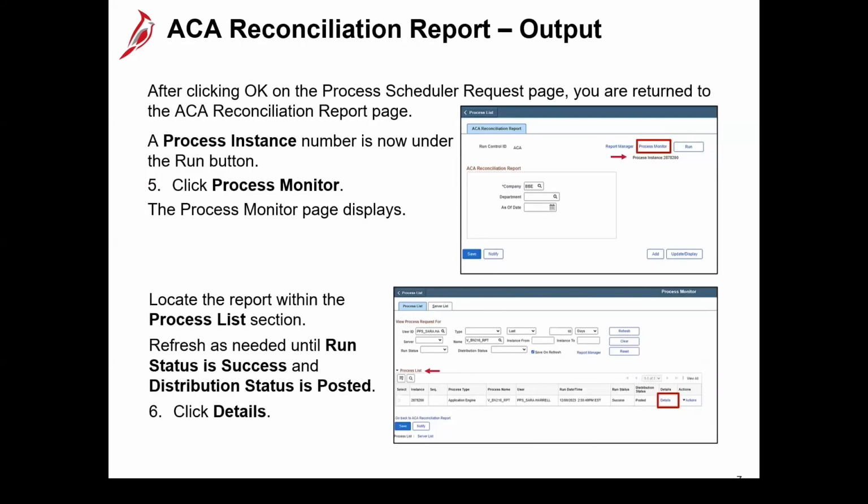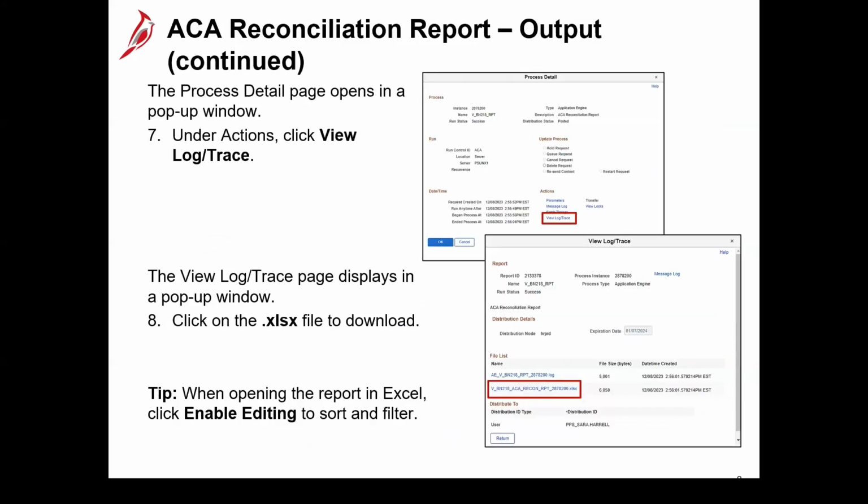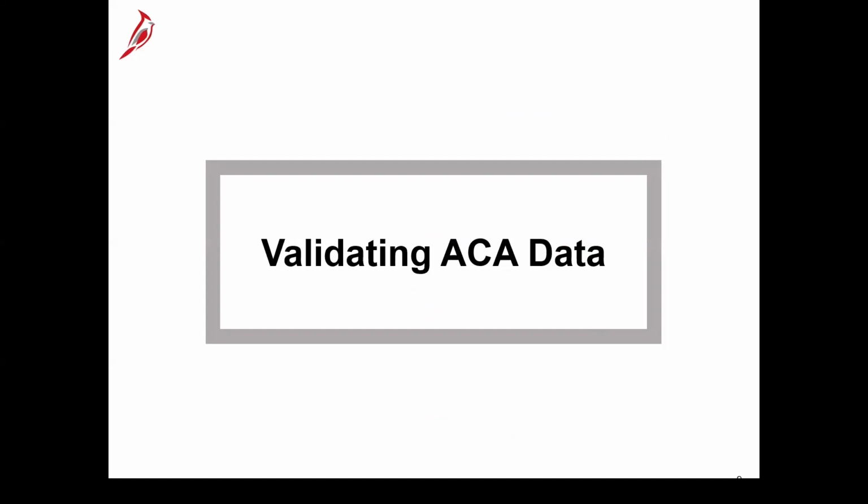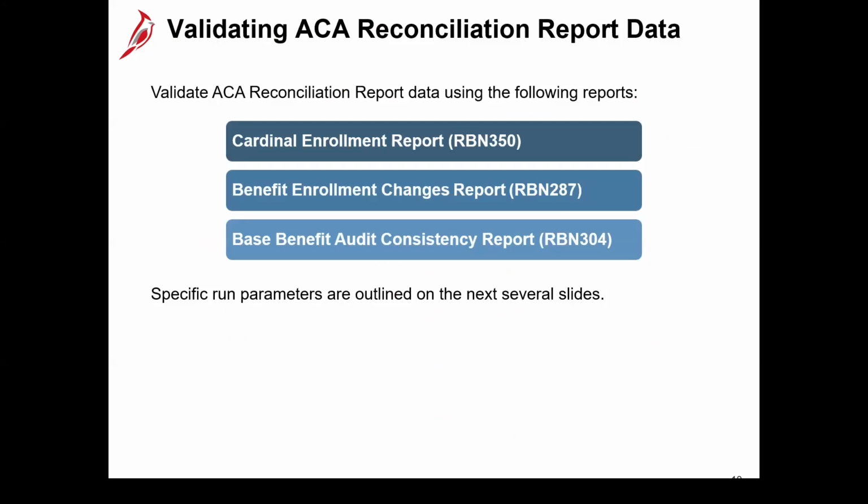Once the report has successfully processed, you'll be able to access the data that it produced. We'll step through that in the demo as well. These screens will help you later to show you how to retrieve the data that the report created. Once you've run that ACA Recon report, you need to look at it and determine if the data is accurate. There are several reports that you can run in Cardinal to help you do that. Hopefully you're all familiar with the Cardinal Enrollment Report, the Benefit Enrollment Changes Report, and the Base Benefit Audit Consistency Report. Let's talk about these individual reports now.